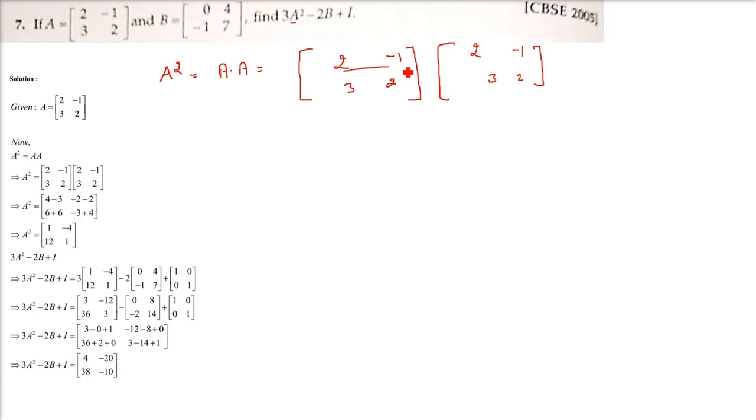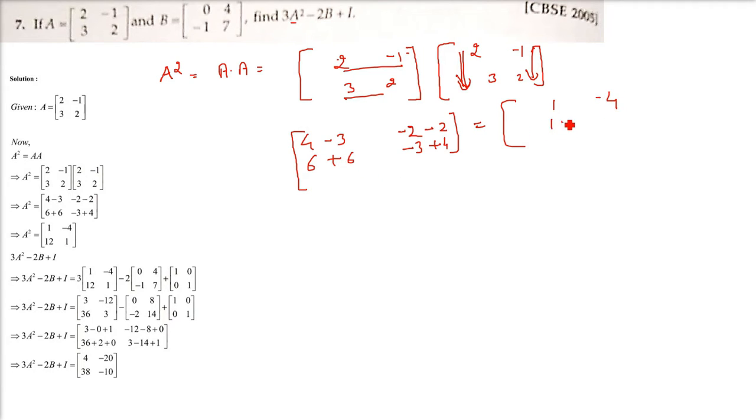This row, this column, 1 by 1 element: 2 twos are 4, and 3 times -1 is -3. Then this row, this column: 2 times -1 is -2. This is also -2. Now the second row with the first column: 3 twos are 6 and 3 twos are 6, 6 plus 6. Now the second row with the second column: 3 into -1 is -3 and 2 into 2 is 4. So this is A squared: 1, -4, 12 and 1.